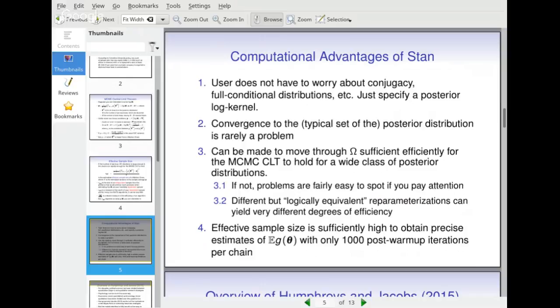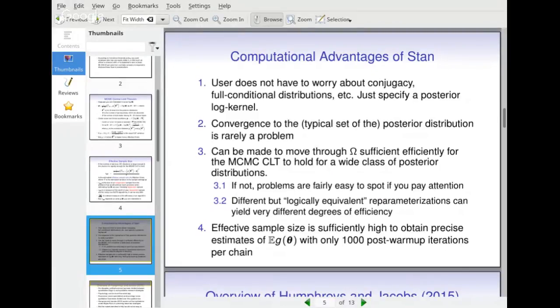Now, I said we can't verify whether things are going well for the Markov chain Monte Carlo central limit theorem to hold. However, if you're using Stan, it is possible to recognize conditions in which the Markov chain Monte Carlo central limit theorem probably doesn't hold. So you'll be able to spot, and we'll learn how to spot these as long as you're paying attention, indications that there's a real problem here, and may be able to take some steps to remedy that.